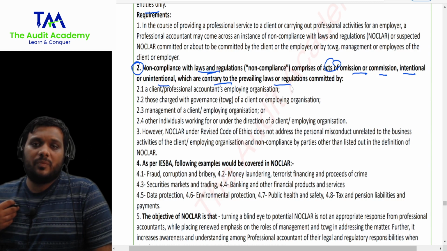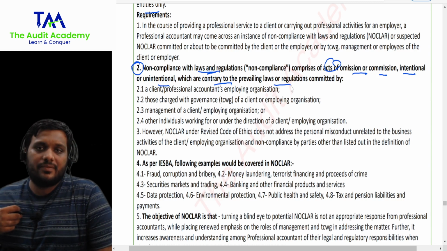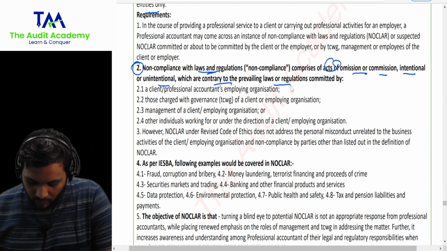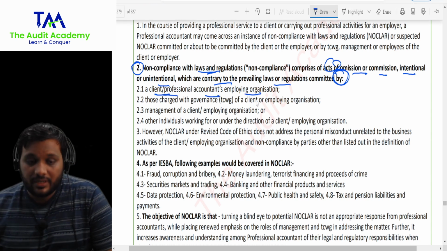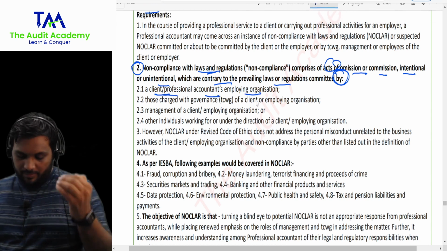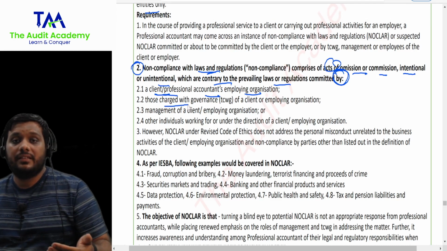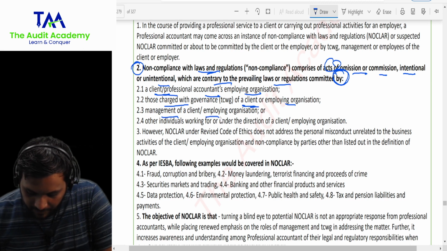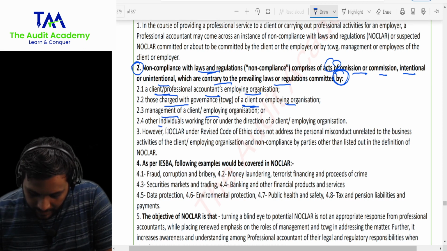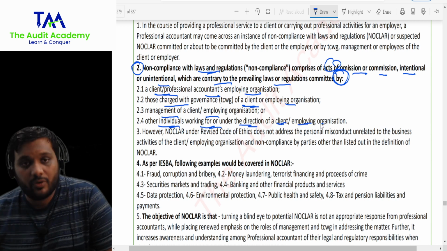Now, when I am a CA in practice conducting audit of listed entities, or I am a CA in service employed by listed entities, what are the points that are supposed to be checked? Who has done this? The client or professional accountant's employing organization, so your employer; those charged with governance, the people who are directing the entity; management of the client or employing organization; and other individuals working under the direction of a client or employing organization.